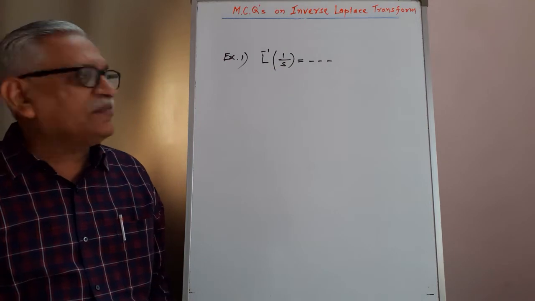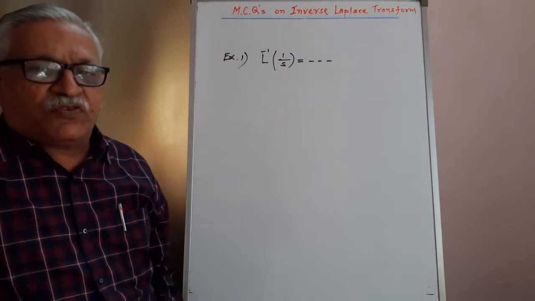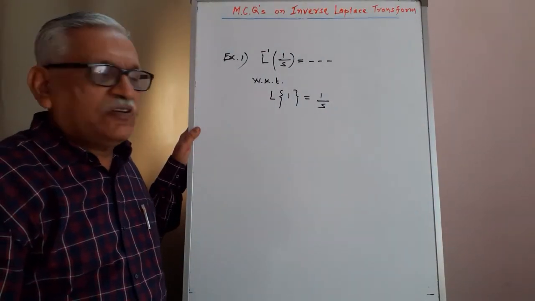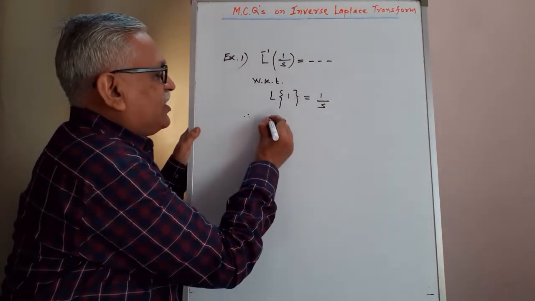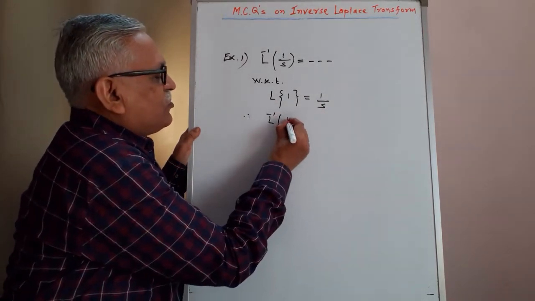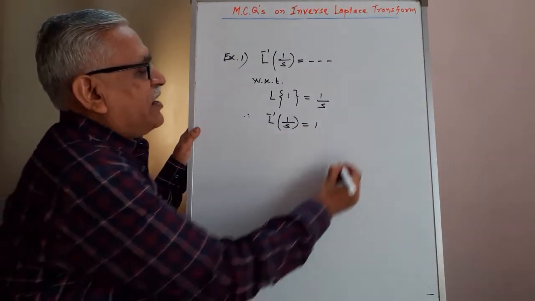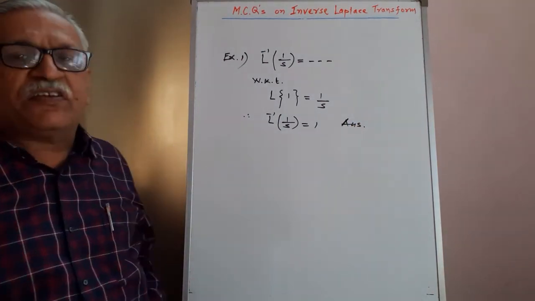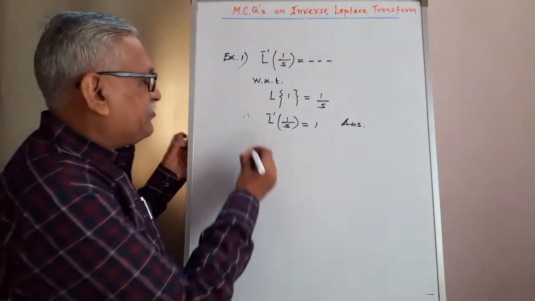Example number 1, inverse Laplace of 1 by s is equal to. We know that Laplace of 1 is 1 by s, and therefore transferring this to the other side we get inverse Laplace of 1 by s as 1, which is the correct answer for the first problem. It is option B.